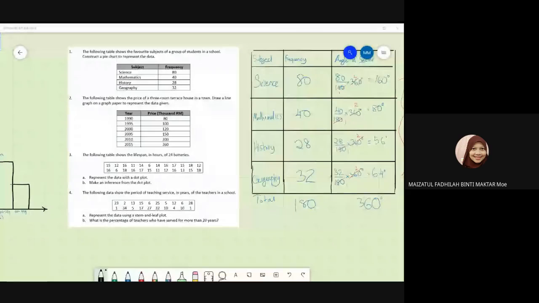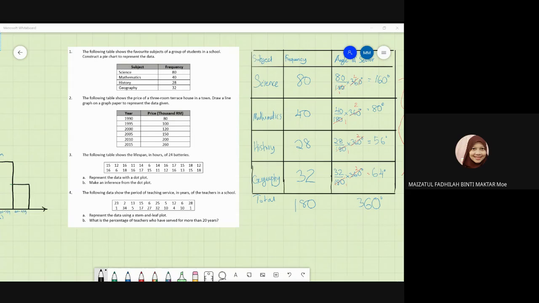Go again to the whiteboard. Okay. So the question is, represent the data with a dot plot. Alright, so for those that forget what a dot plot is, please refer to the notes that I gave before.